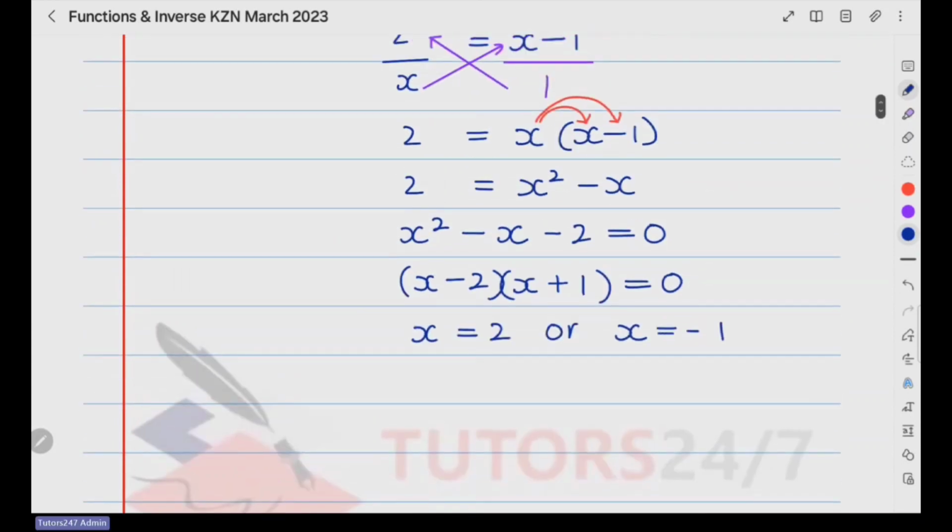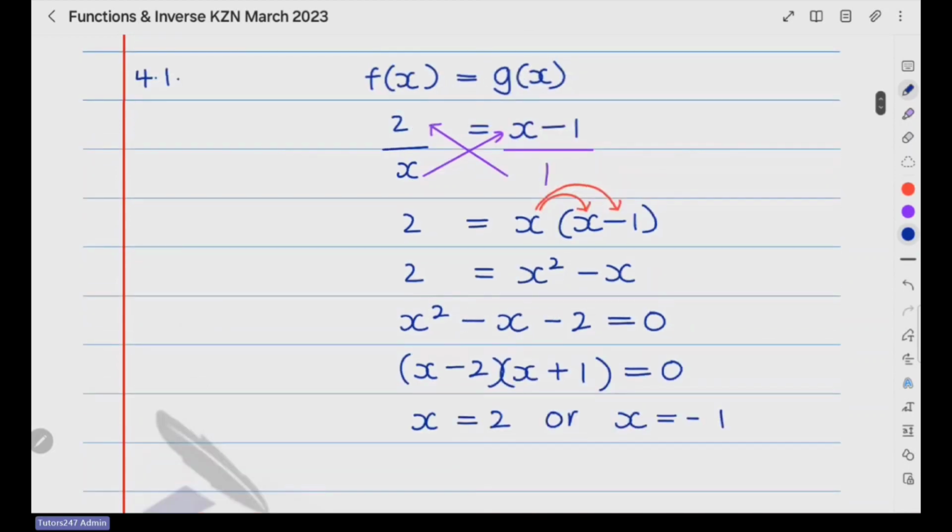Now that we've found the values of x where the two functions intersect one another, all we need to do from this point is substitute our values of x into the functions. It does not matter which. Whether you substitute it into f or g, you will get the same answer. So we need to substitute our values of x into the functions and find the y values.